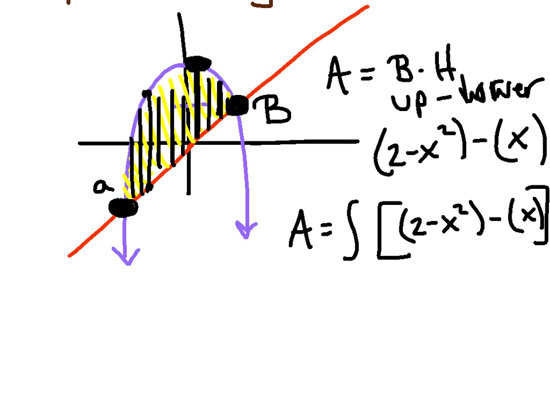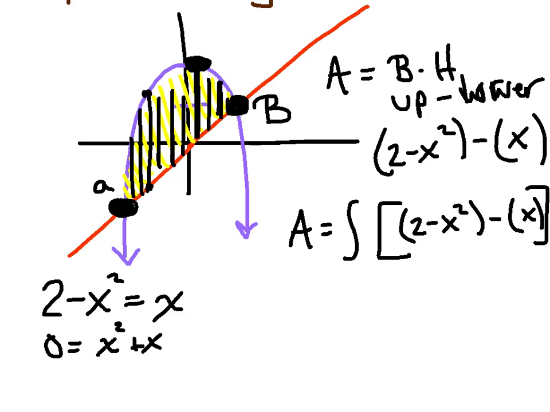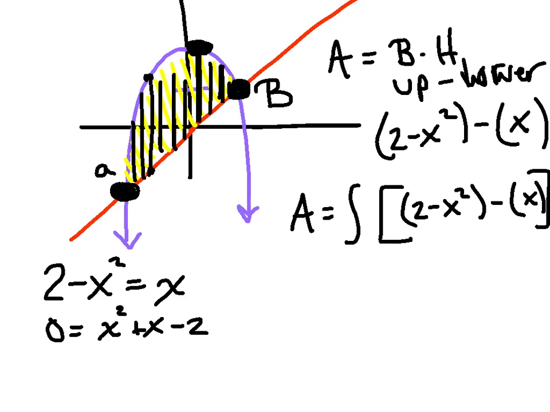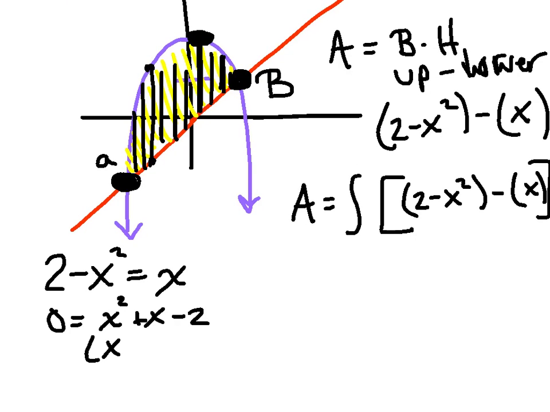And if you think back, maybe just to Algebra 1 or even middle school, if you want to find where two things meet, they're equal to each other at those 2 points. So I just need to set those two curves equal. And you write down what you need to in your own notes there. If I want to find where the two curves meet, I'm setting them equal. So I'm going to get 0 equals x squared plus x minus 2. I'm going to factor that: x plus 2, x minus 1. x equals negative 2, and x equals 1.